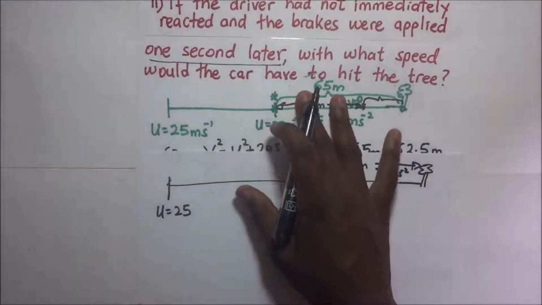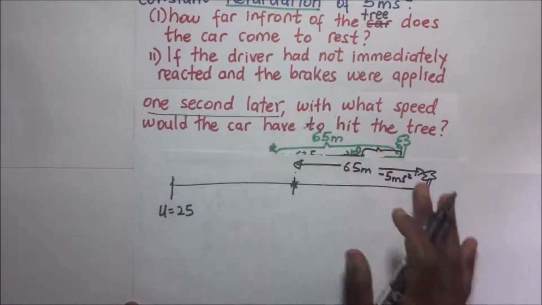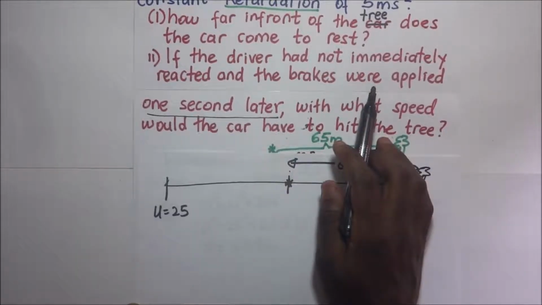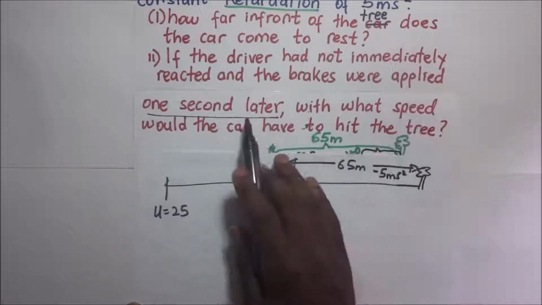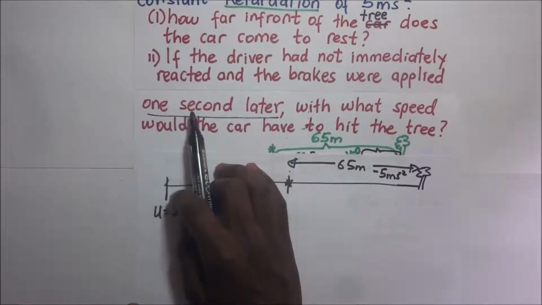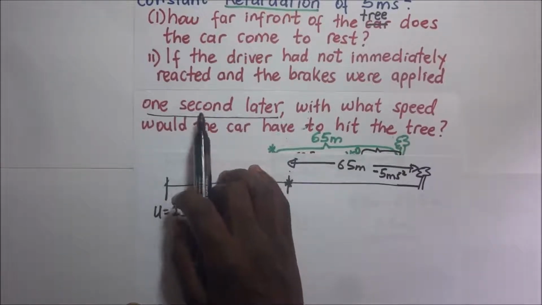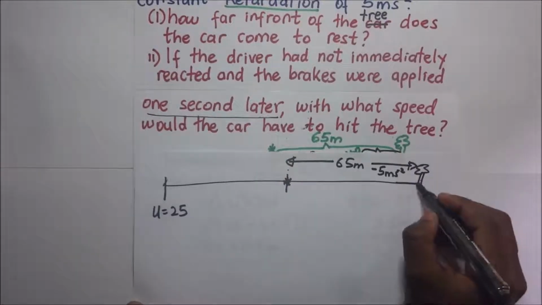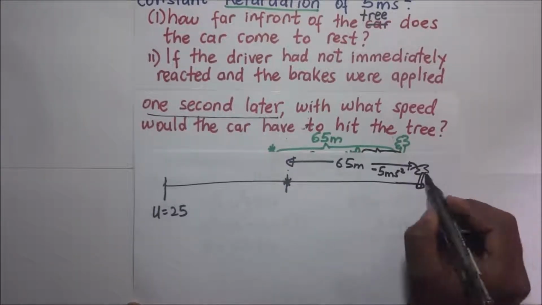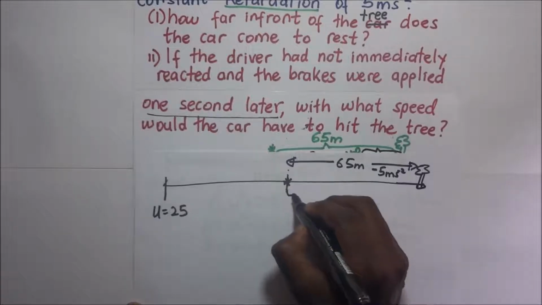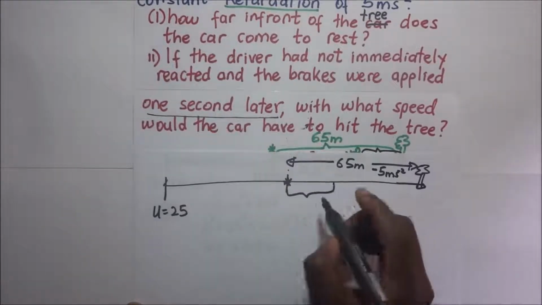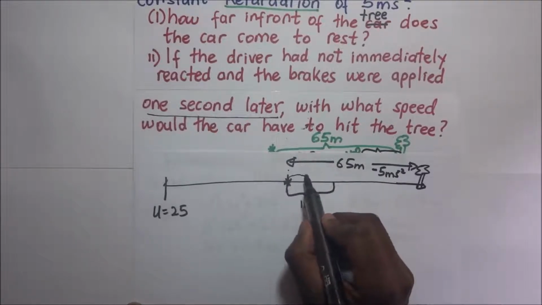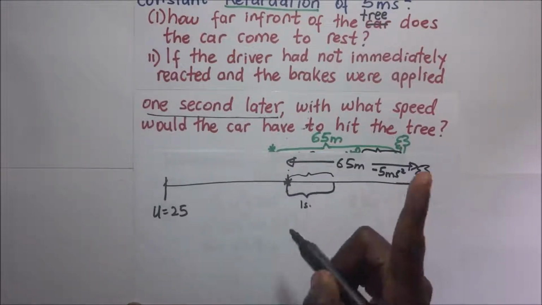But now here, Roman 2, the question is telling us that if the driver had not immediately reacted to the brakes and instead activates the brakes 1 second later, with what speed will he hit the tree? So it means that he gets to hit the tree, but he hits the tree because he delays to activate the brake by just 1 second. So the question is, what distance is he able to travel in that 1 second?